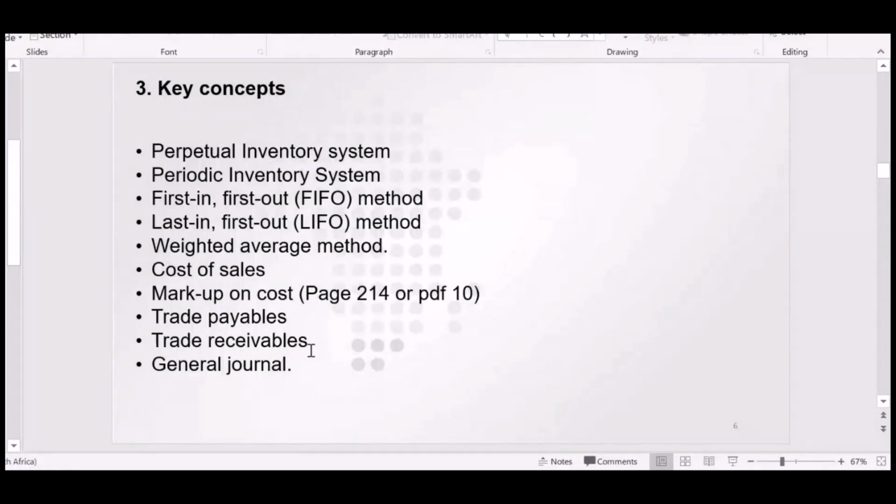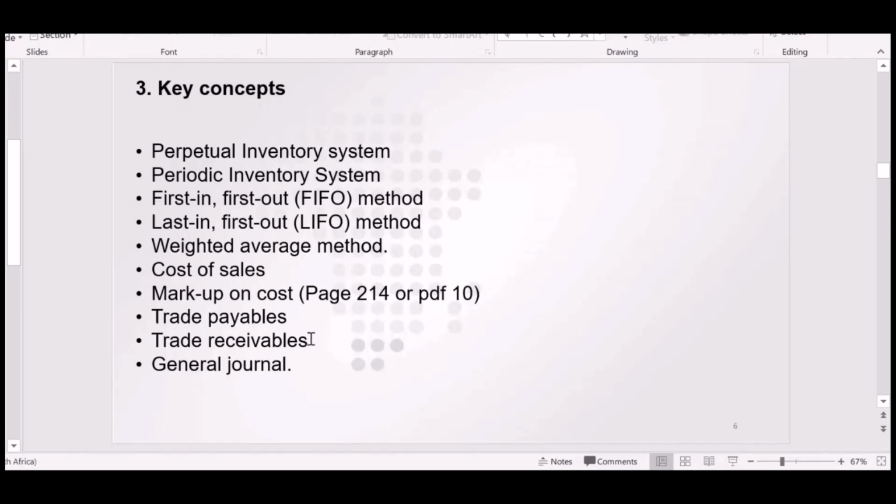Trade payables is monies that we owe our suppliers in the main. It's what we owe. It's a liability. Trade receivables is an asset. It's monies that are being owed by our debtors or our customers, monies that our customers owe us. We call them trade receivables.